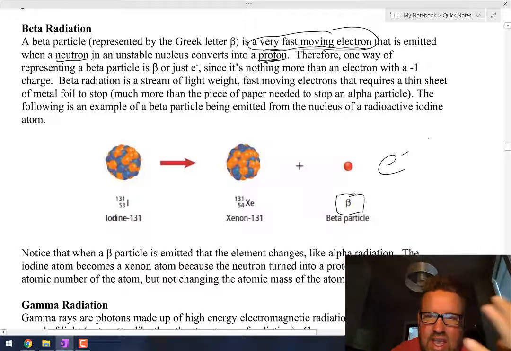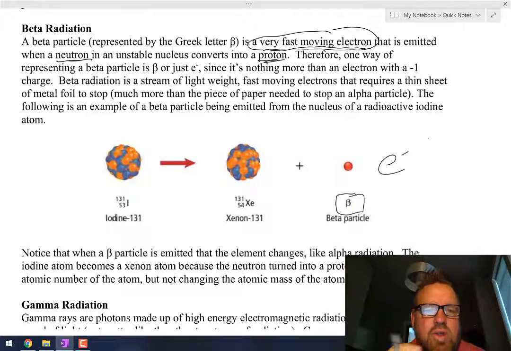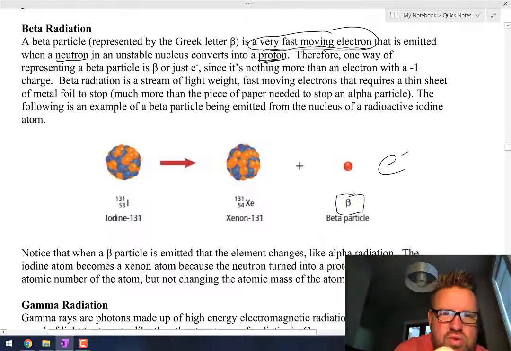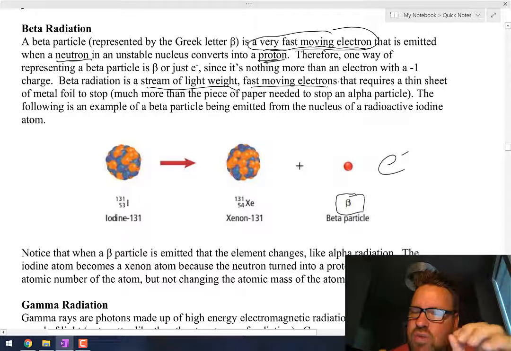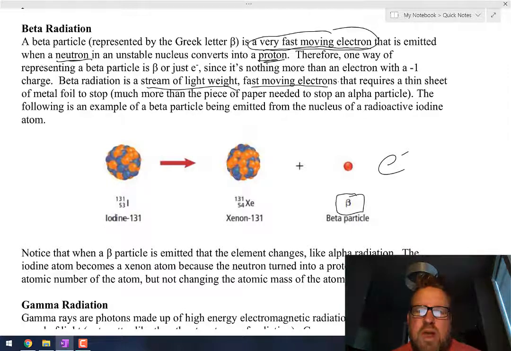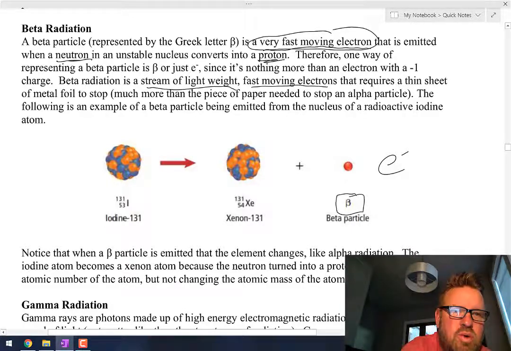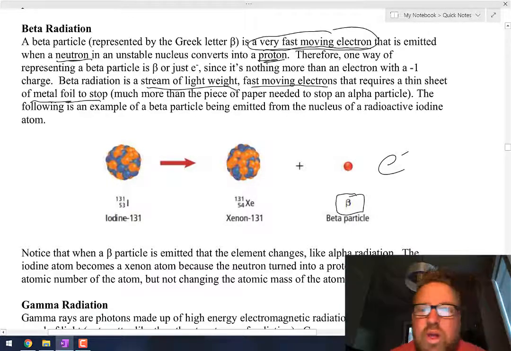Okay, because again, it's nothing more than an electron with that -1 charge. So beta radiation is a stream of lightweight, fast-moving electrons. It does require a little bit more than paper to block. An alpha particle can get blocked by a piece of paper, but beta requires some metal; usually a piece of metal foil will stop it.